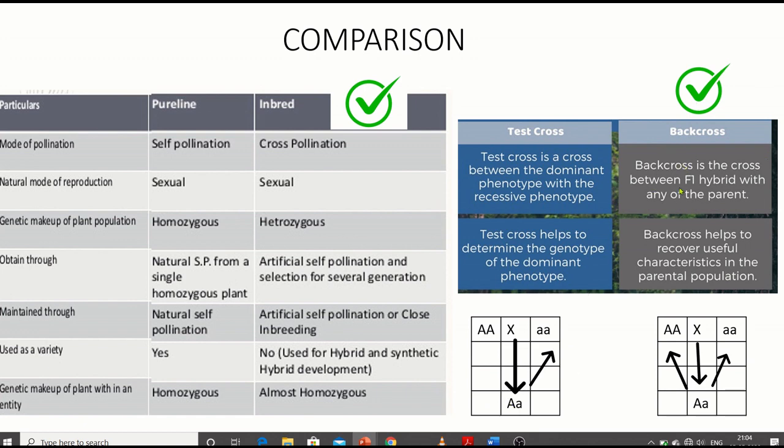While in a backcross breeding program, it is a cross of the F1 with either of the parents. This is usually not a test; this is a method to transfer genes from a donor parent to a recurrent parent or recipient parent.